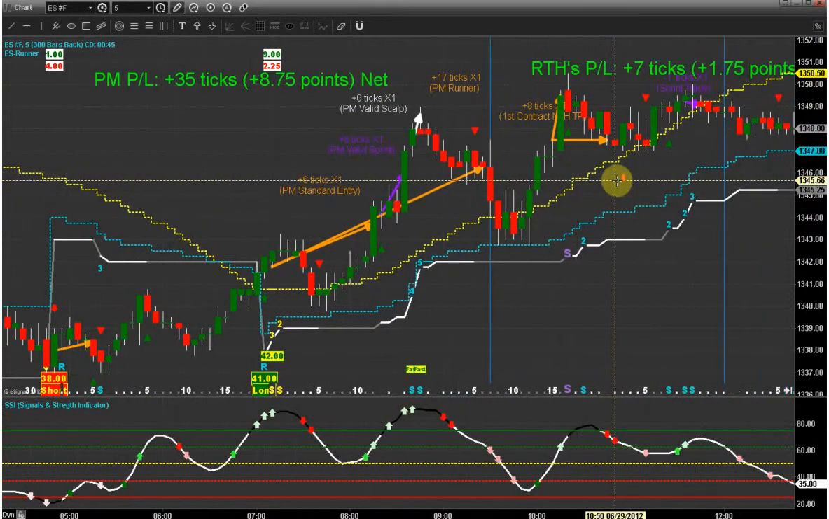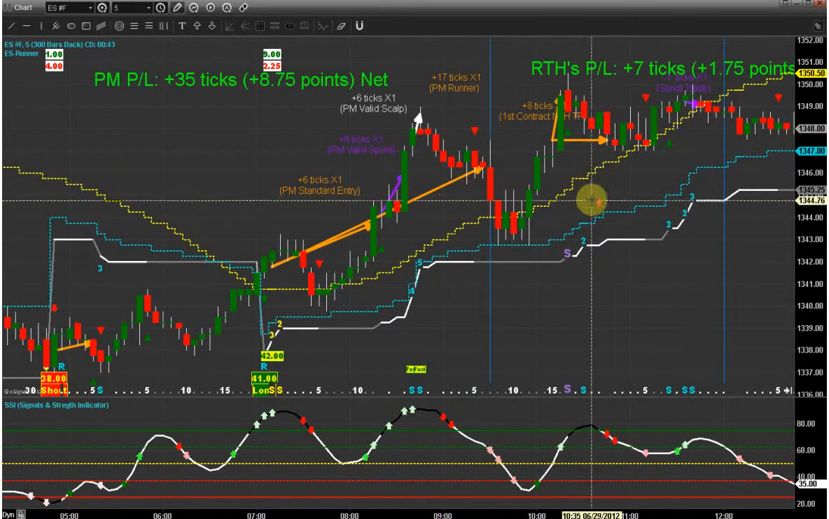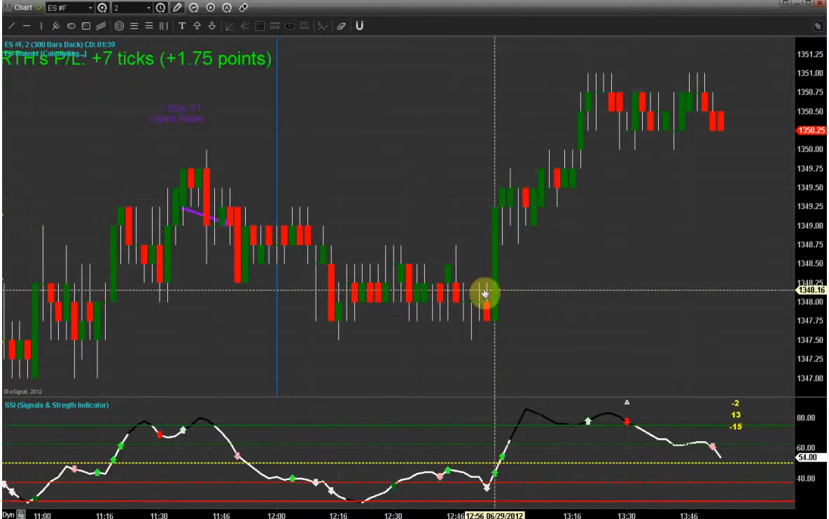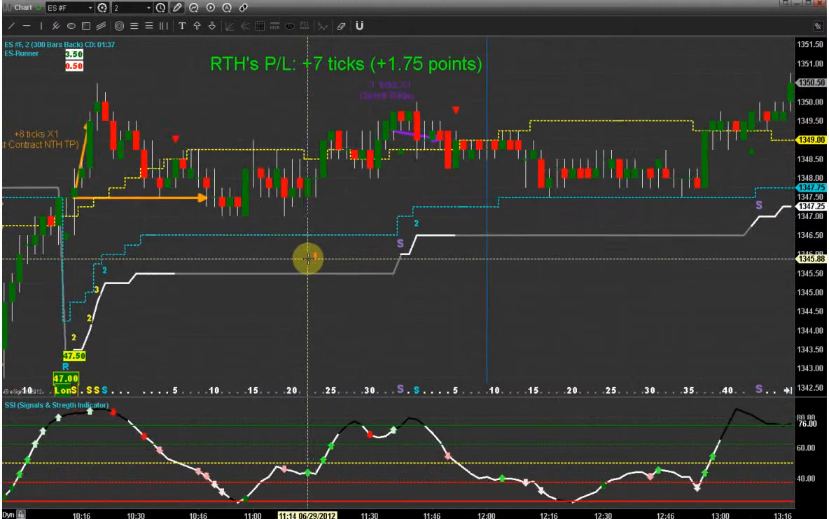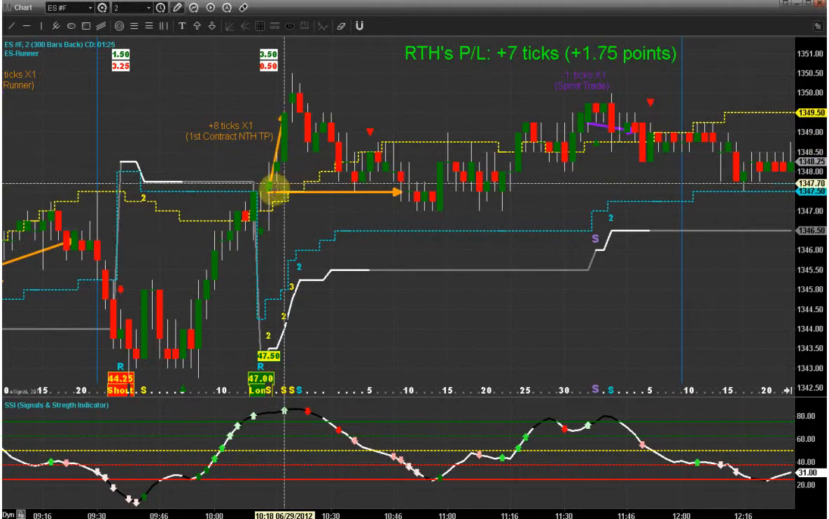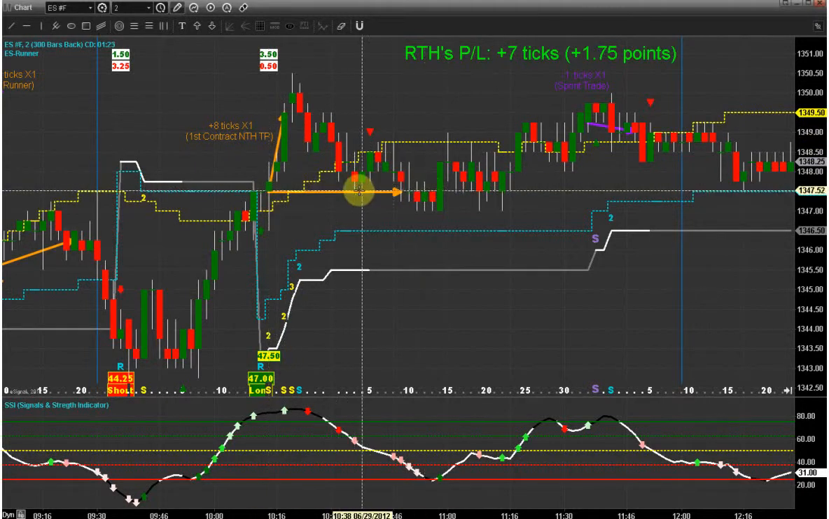The regular trading hours between 9:30 and noon had 1 trade here. Let me switch to the 2-minute system. The 2-minute system had a trade here the room got into about 3 hours ago. I'm doing this video at 1:30 in the afternoon. This trade was taken by the room at about 10:14. Everybody made 8 ticks of profit. The second contract brought to break even got stopped out here.